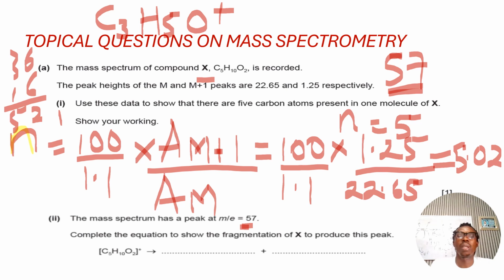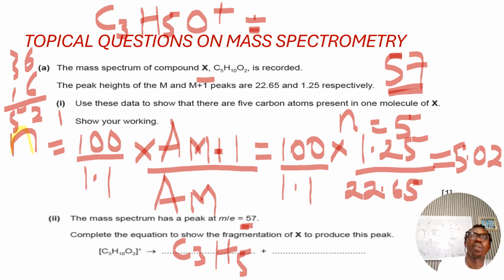So what happened is that the mass spectrum has a peak at mass to charge ratio 57. The particle with the mass to charge ratio 57 is equal to what? C3H5O plus. So we'll put C3H5: 3 atoms of carbon, 5 atoms of hydrogen, and 1 atom of oxygen, plus.